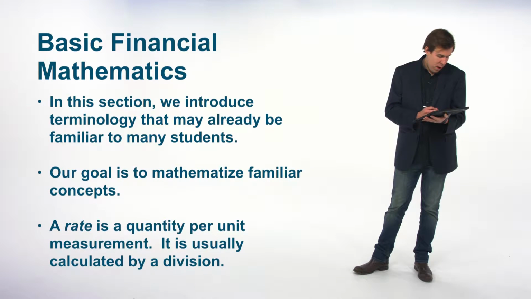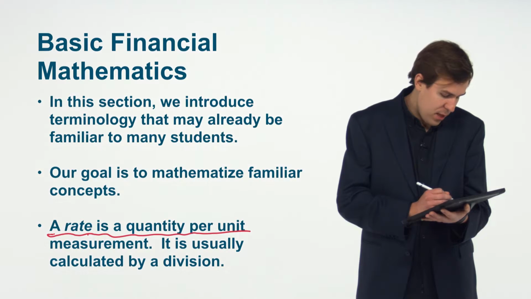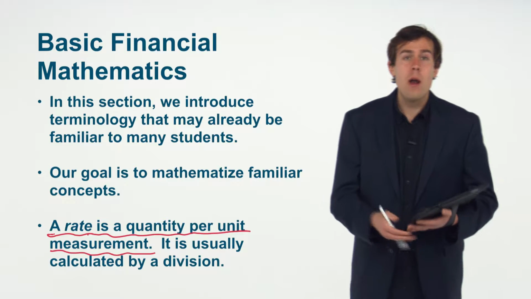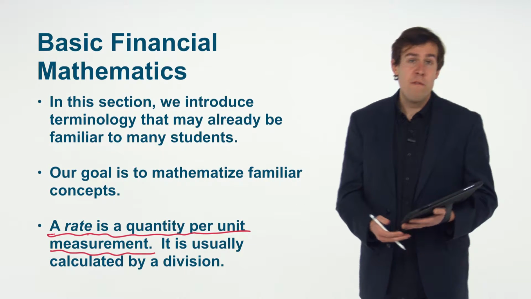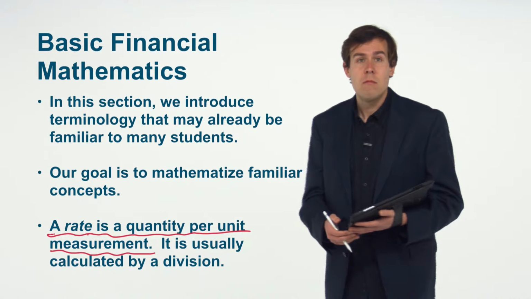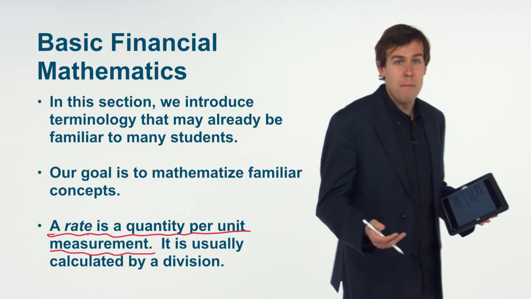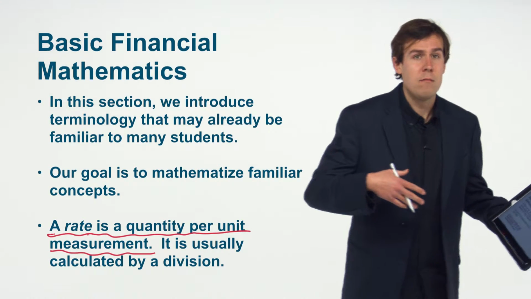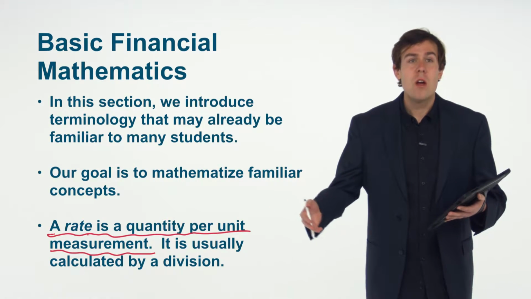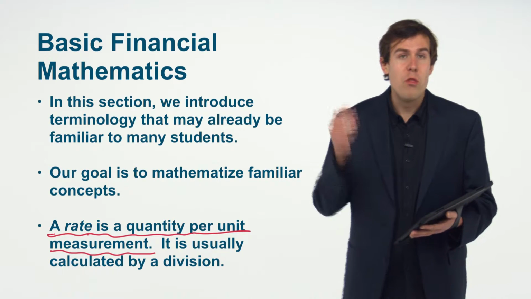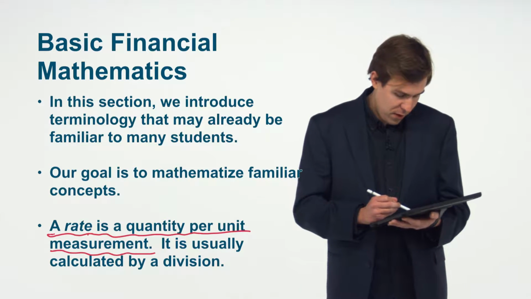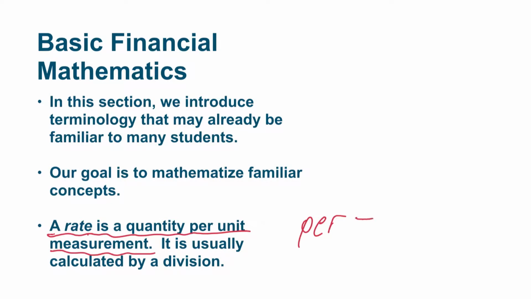One thing we need to get right off the bat is something that's been alluded to already, which is the notion of rate. You can think of this as just any quantity per unit measurement. So feet per second, something per unit temperature, anything per anything, miles per gallon. How do you calculate this? Well, the per is shorthand for division. So if you see per, you should be thinking division.